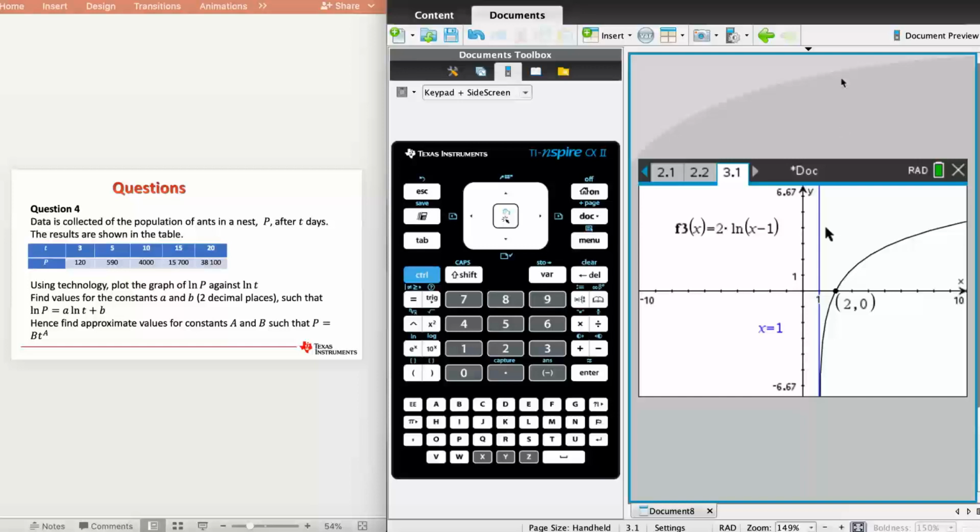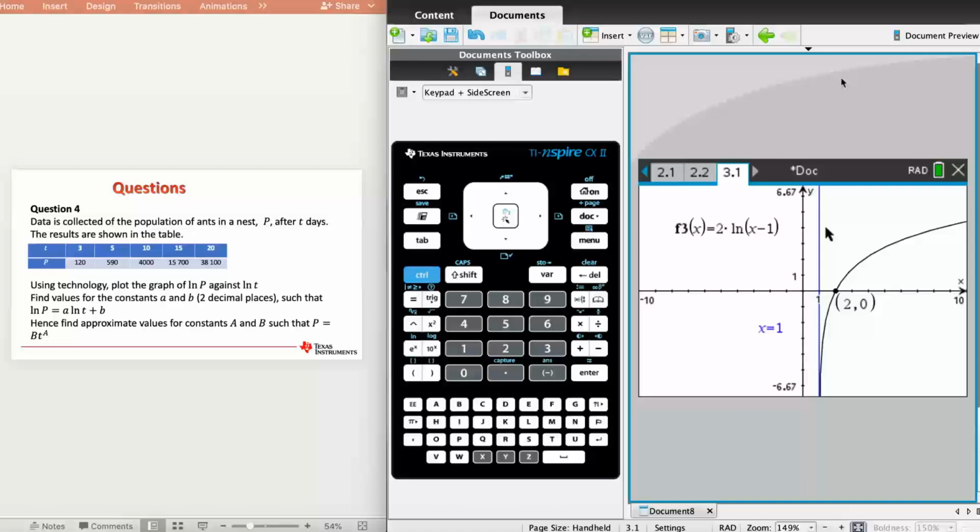So for question 4, data was collected of the population of ants in a nest. Always interesting, the things we collect data on. So the population of ants in a nest, population is P, after T days. The results are shown in this table. Using technology, plot the graph of natural log of P against natural log of T. So this question is telling us what graphs to plot, and then which constants to find in order to find, it would appear, the growth expression, the exponential function that models that situation.